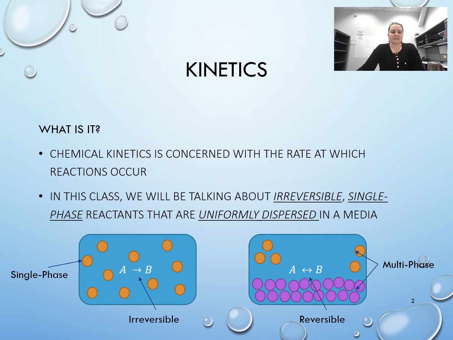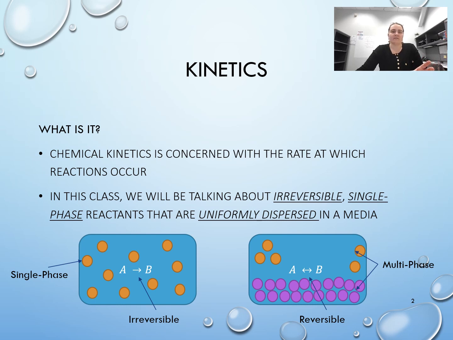Chemical kinetics is concerned with the rate at which reactions occur. So how fast is this reaction moving forward? In class, we're going to be talking about what we call irreversible single-phase reactions that are uniformly dispersed in media. What you'll see on the left side of the screen is a single-phase system, so you only see orange dots. We're only in the gas phase or the liquid phase or the solid phase. We're not intermingling between phases.